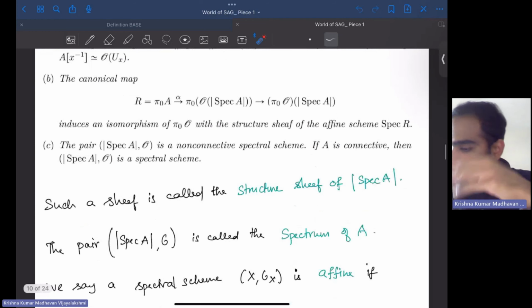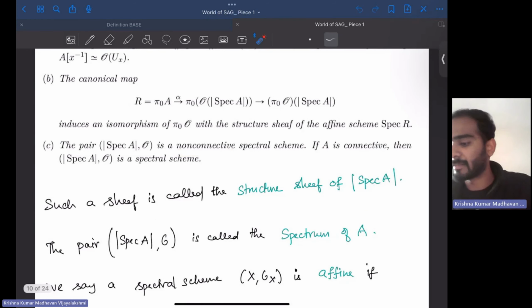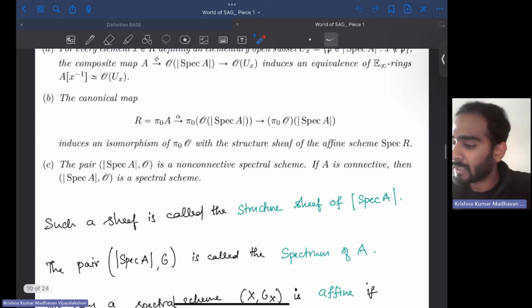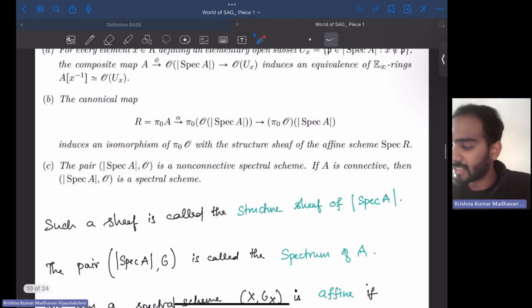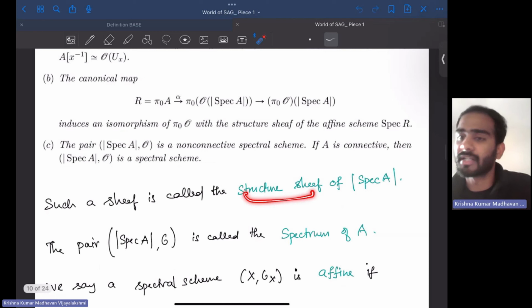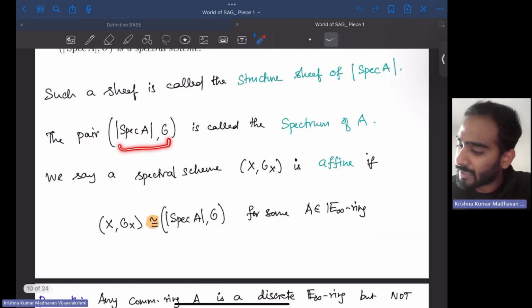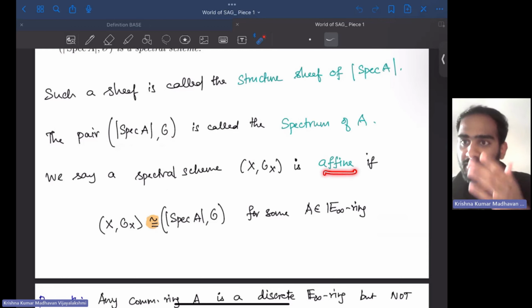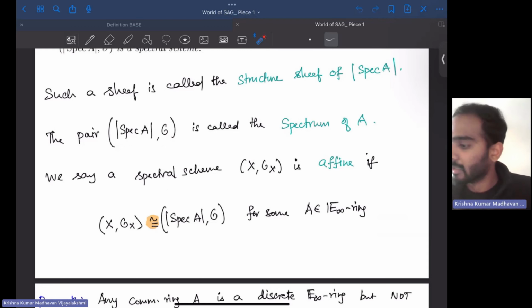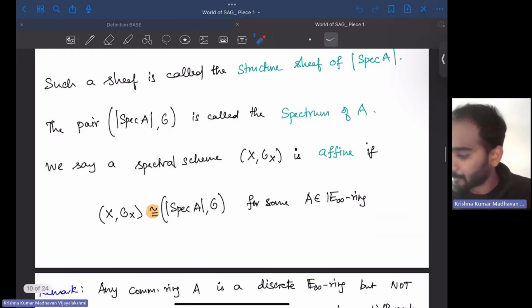So yeah, depending upon the variant we need, we could consider the non-connective spectral scheme or a connective spectral scheme, but the construction is the same and essentially gives you what is called the structure sheaf of the underlying scheme, right? So we denote this pair by this notation here, and this is called the affine spectral scheme of a given E-infinity ring, let's say.